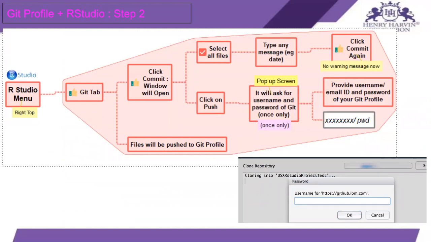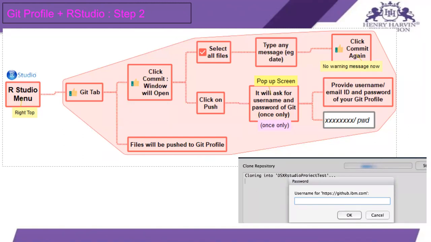Now again, you can click on the Git button, then type commit and select all those yellow files which have newly been created, and type a small message, today's date. And now when you click on the commit button, it will not prompt you with the same warning message asking for the username. Rather, now the files will be cleared and it will be committed.